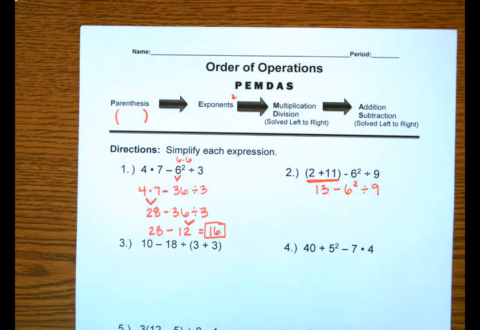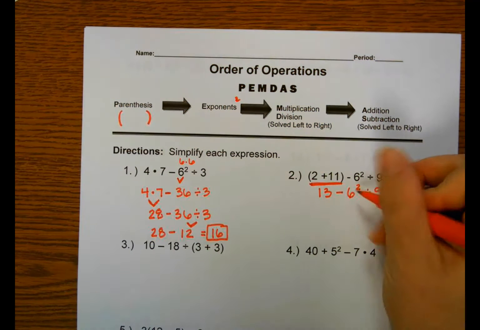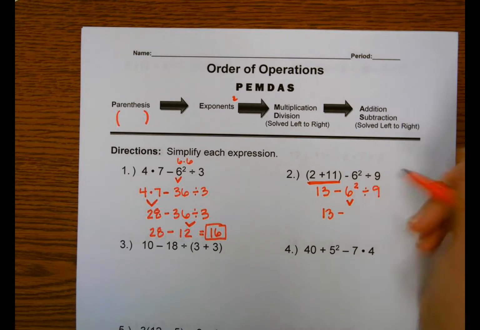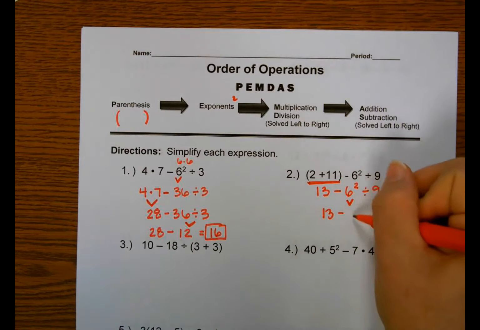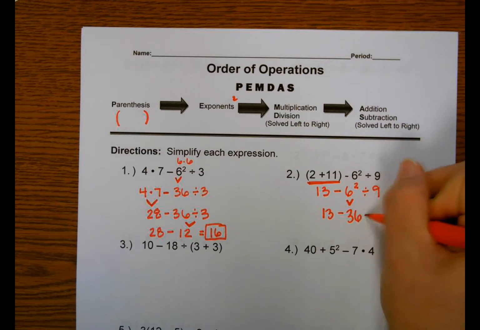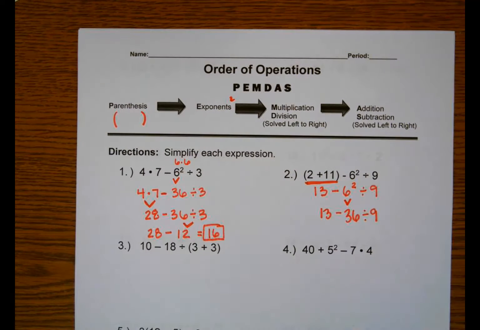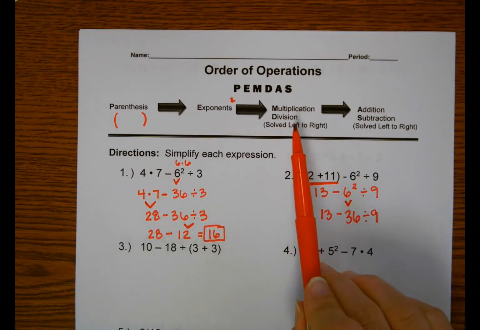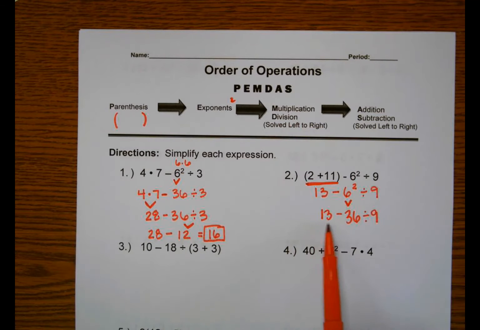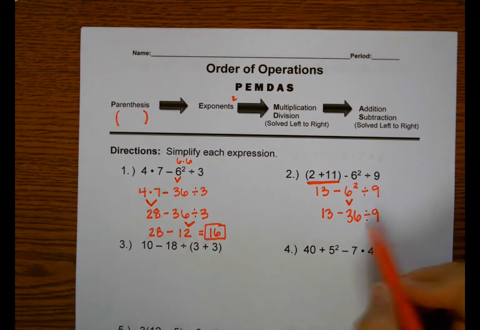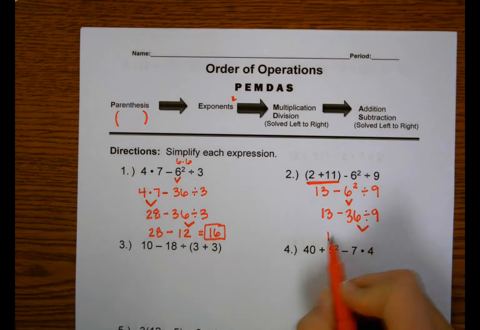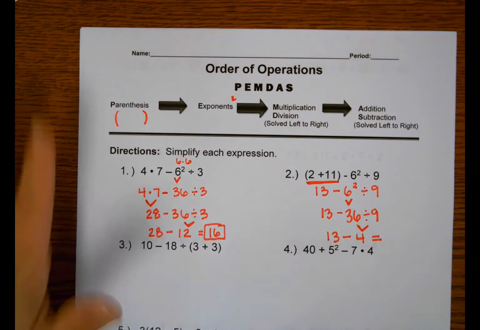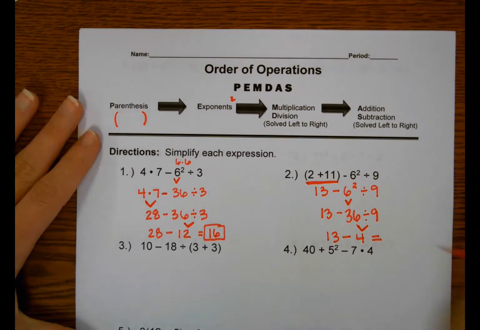So I did my parentheses first. So now I'm going to do my exponent. So my 6 squared. So then I have 13 minus 6 squared, which again means 6 times 6. 6 times 6 is 36 divided by 9. So I did my parentheses first, then I did my exponents. Now I'm looking for multiplication or division from left to right. So as I go from left to right in this problem, I see division right here. So that means 36 divided by 9 would give me 4. So then the last step is to solve 13 minus 4, which is 9.